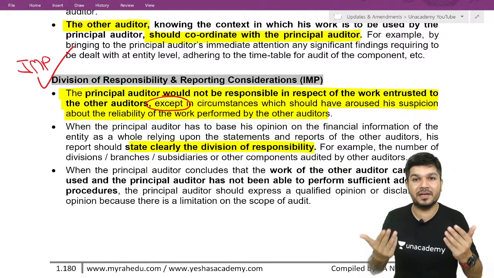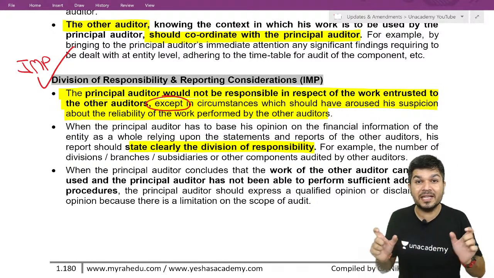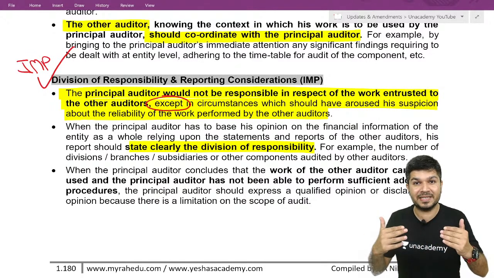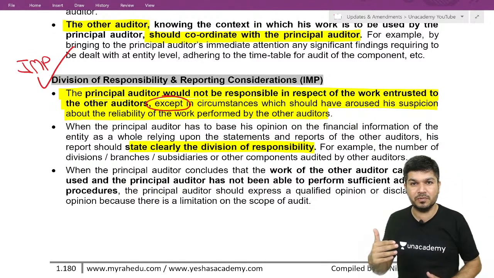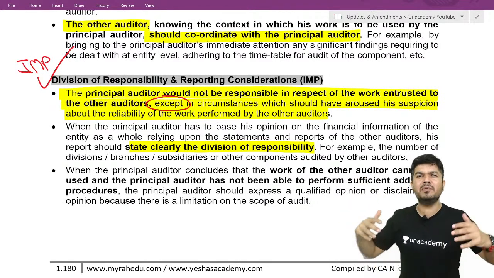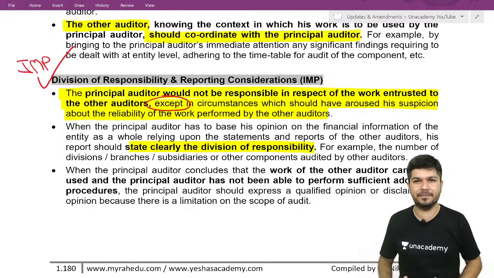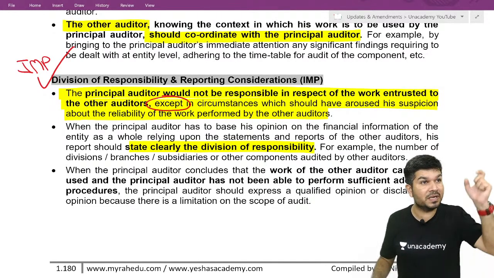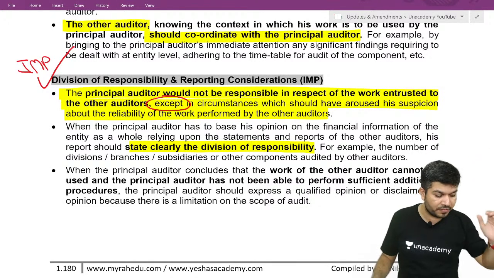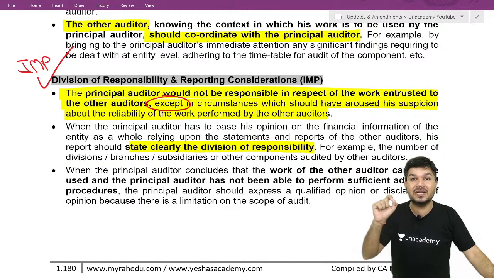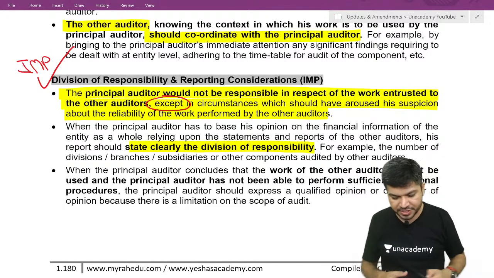Give a modified report. Whenever you are unable to obtain evidence, the possible effect can be material but not pervasive, or the possible effect can be material and pervasive. You have not checked, so you don't know the effect. The word will be possible effect. If the possible effect is material but not pervasive, give a qualified report. If the possible effect is material and pervasive, give a disclaimer of opinion.